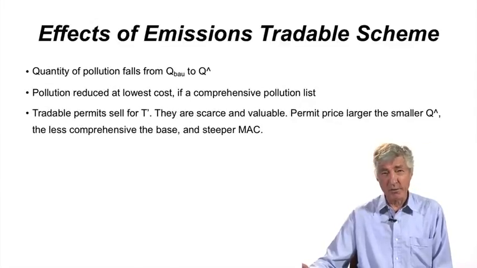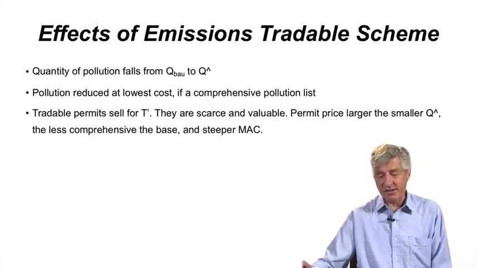So the tradable permits, because there's a new valuable property right, have a scarcity value or price, which we call on the diagram T dash. Now we also can kind of guess that that permit price is going to be higher the larger the reduction in pollution, or the smaller the Q hat, the less comprehensive the base or the number of people who have to find permits to pollute, and the steeper or more difficult it is to reduce pollution as represented by the marginal abatement cost curve.